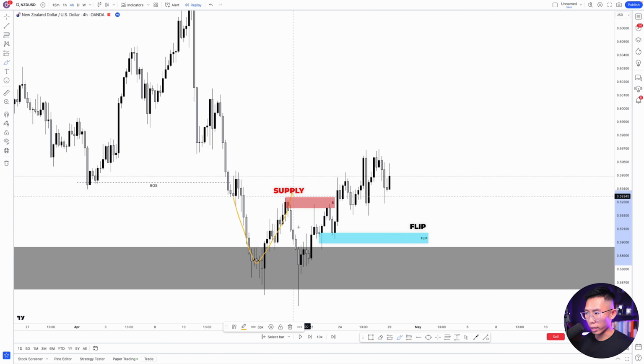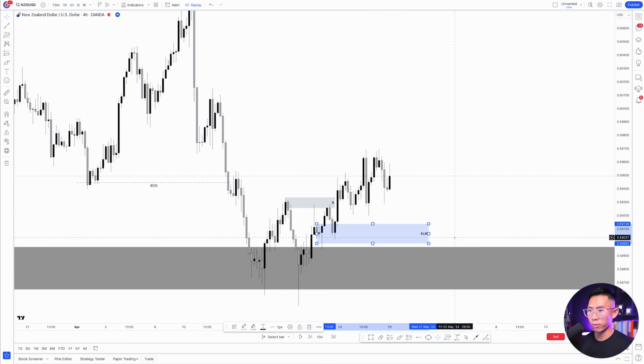It just reacted at this demand zone, came up to this supply zone, and then instead of continuing going down, it actually created that higher low, right? So this low is higher than this low right here, and this is your flip zone. So at this point in time, I can just mark up my flip zone right here. Right, this entire thing is a flip zone.